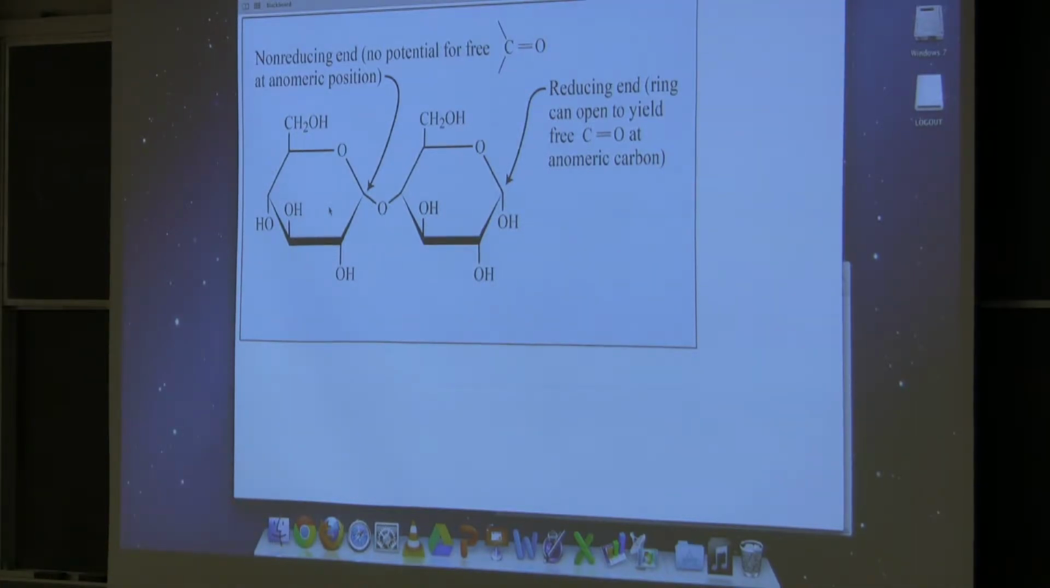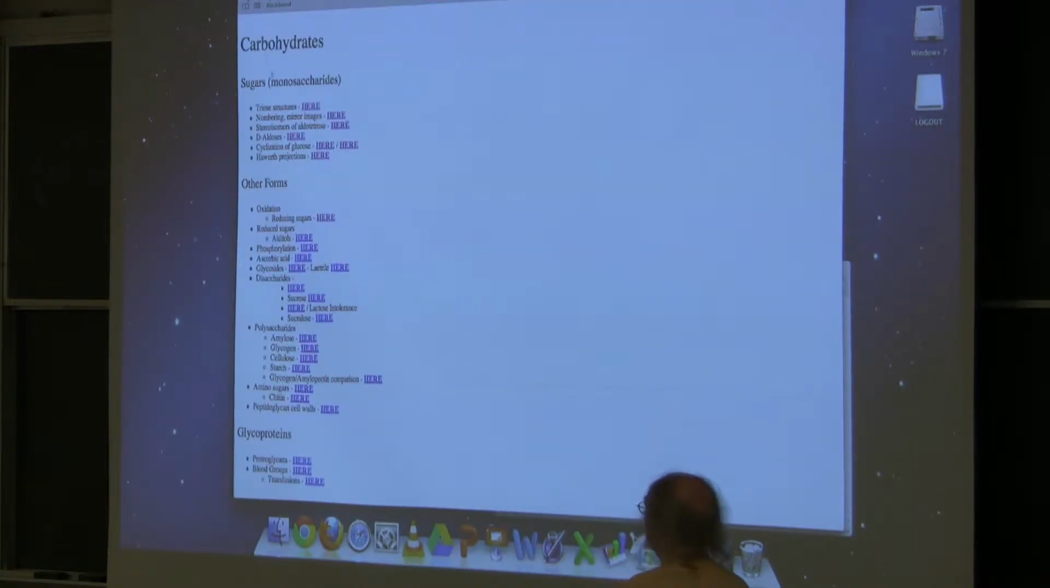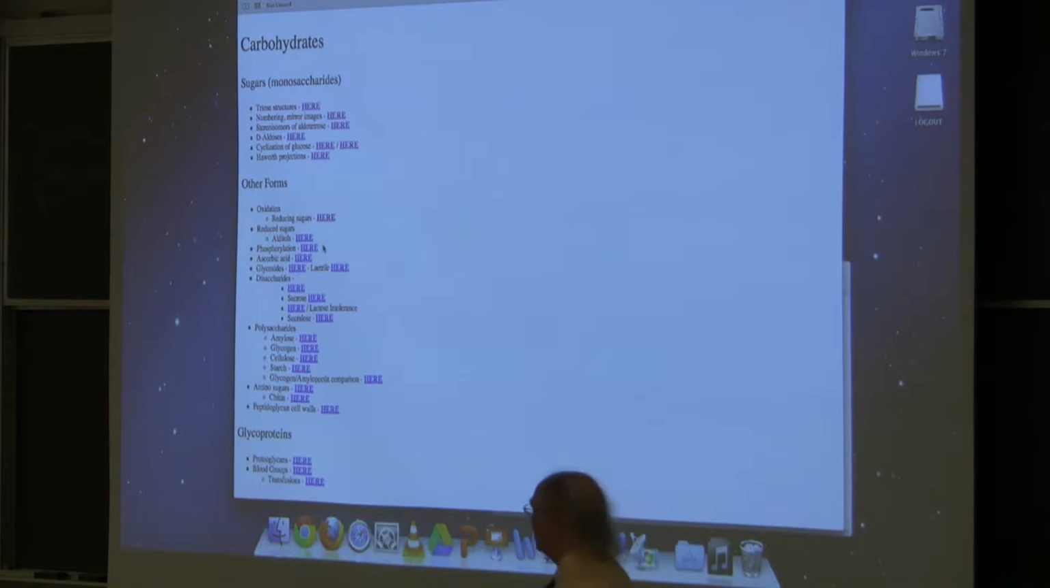Aldoses are more reactive than ketoses. Okay? And so aldoses can, in fact, be oxidized very readily. We talked about oxidation and reduction, and an aldose can be oxidized. When you oxidize an aldose, you produce an acid. Okay? We don't even need to worry about what the acid is, but you oxidize an aldose, you produce an acid.